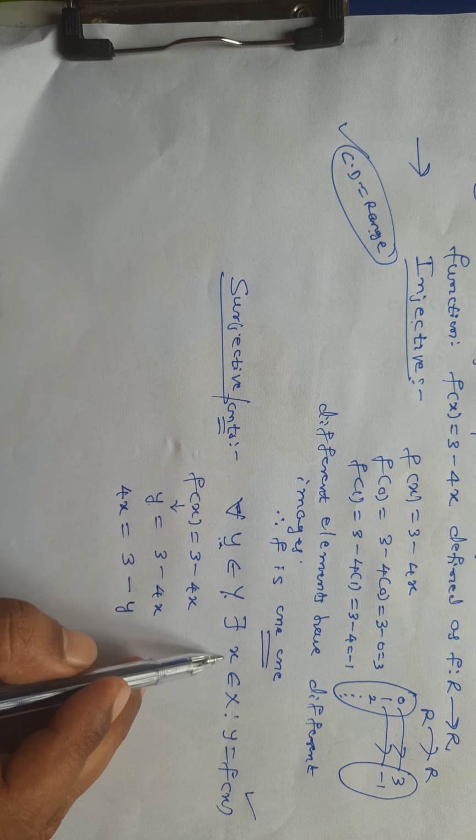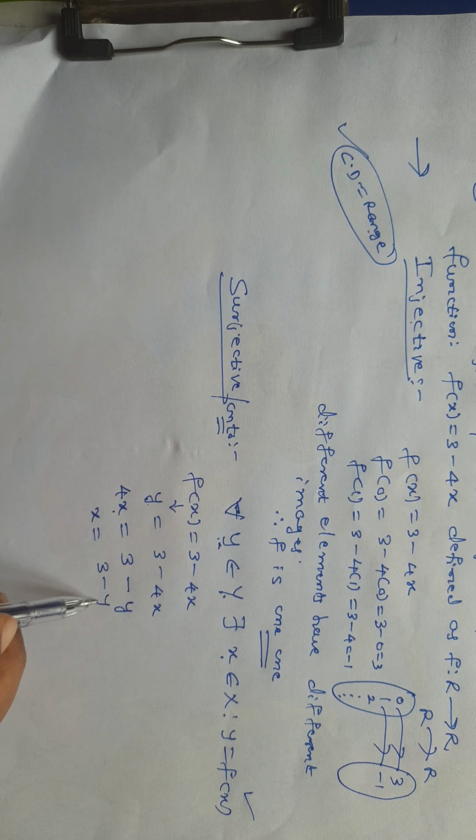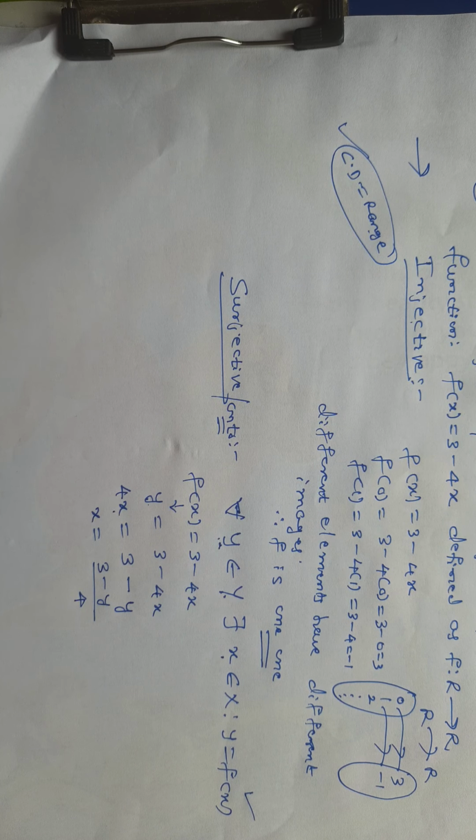So for every y there exists x. So x is equal to (3 minus y) divided by 4. So I have solved for x here. Whatever value we give for y, I will get a real number. So this belongs to the real numbers.